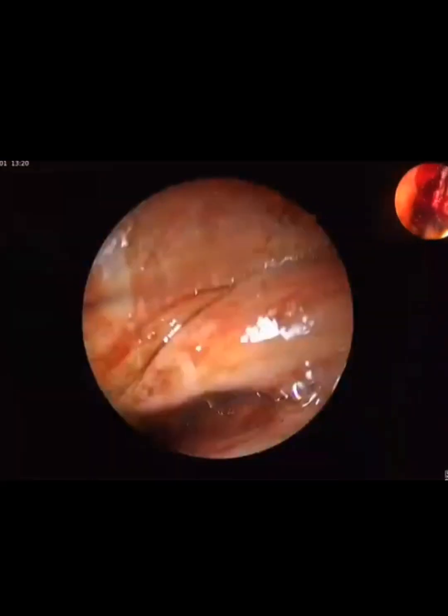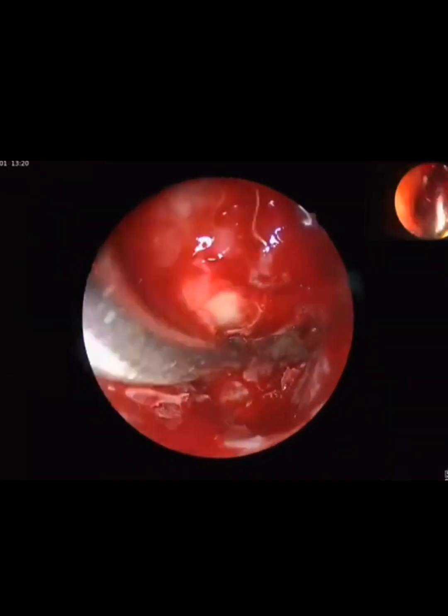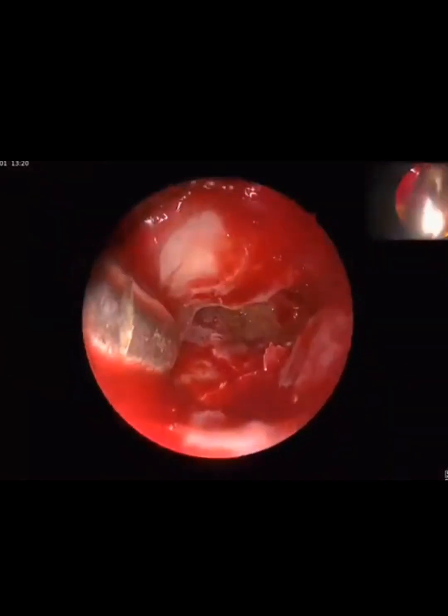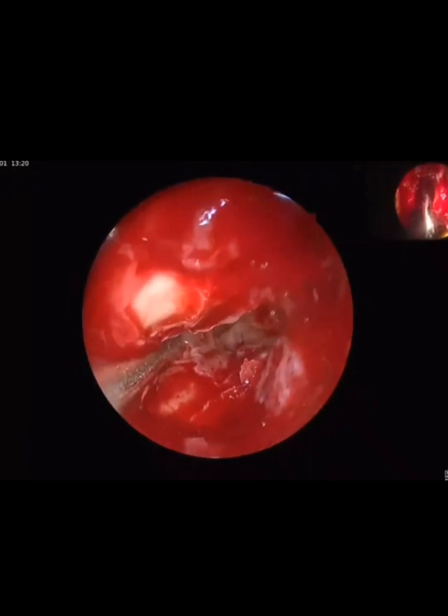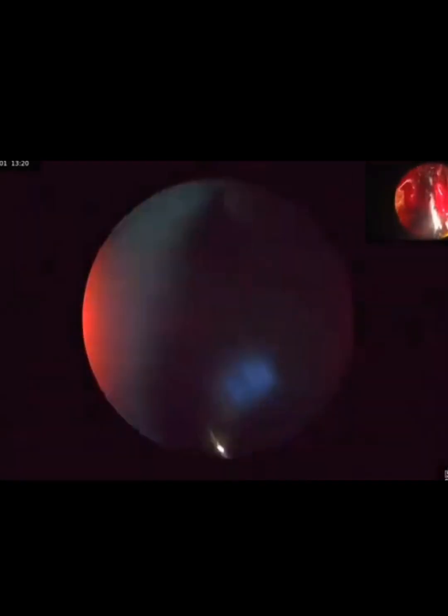Let me show you how it looks now after suction. Still polyps are there. See, in the supraorbital recess. 120.